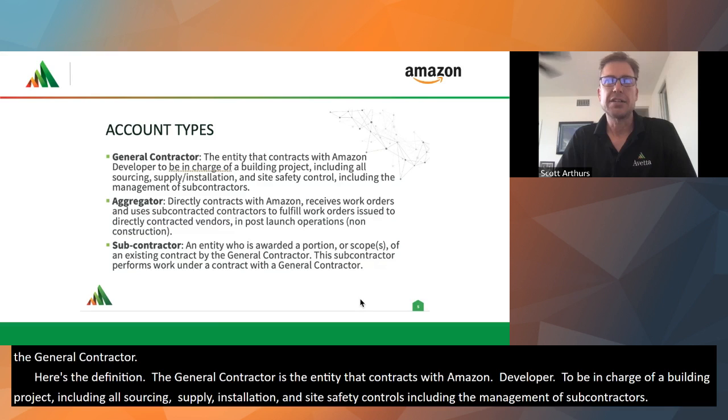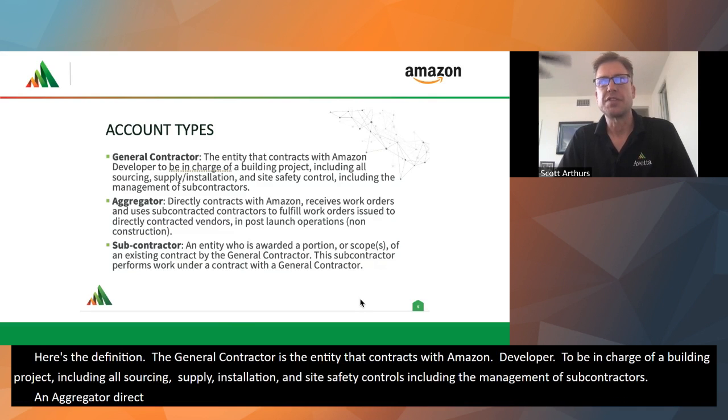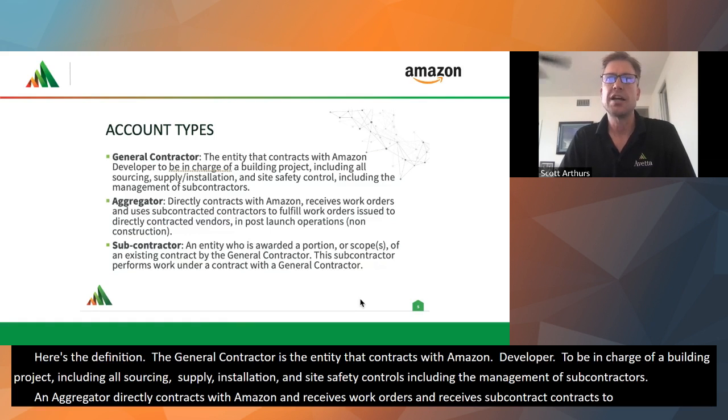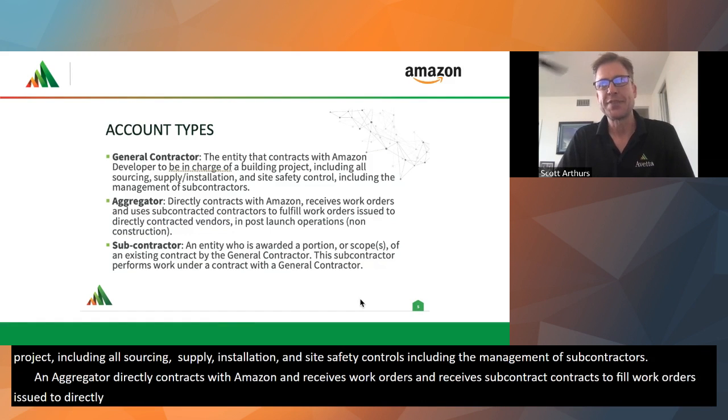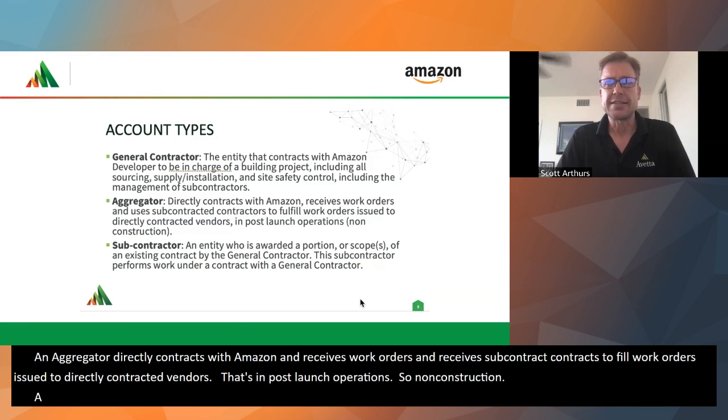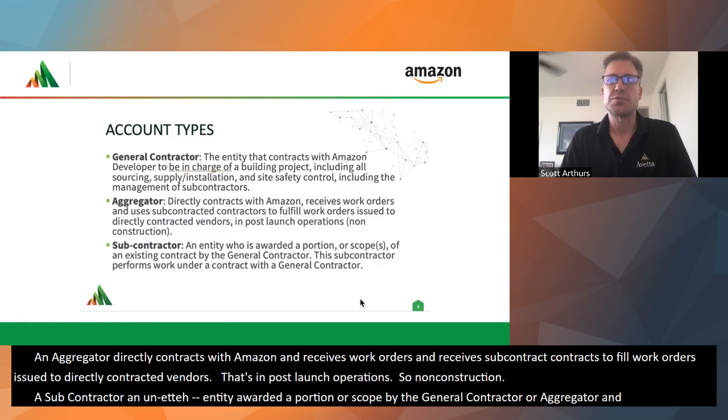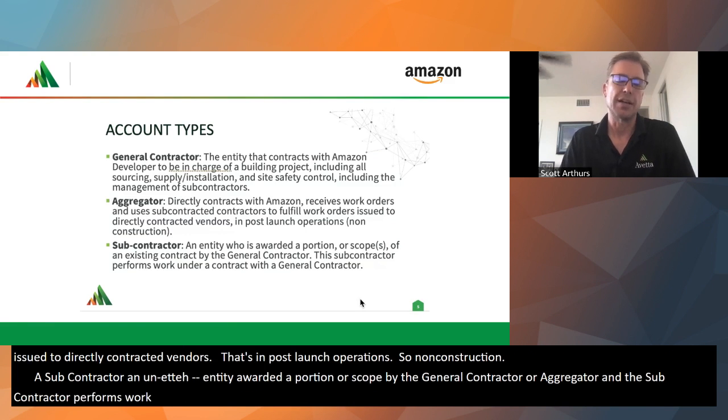An aggregator directly contracts with Amazon and receives work orders and uses subcontracted contractors to fulfill work orders issued to directly contracted vendors. And that's in post-launch operations, so non-construction. A subcontractor is an entity who is awarded a portion or scopes of an existing contract by the general contractor or aggregator, and this subcontractor performs work under a contract with the general contractor or aggregator.